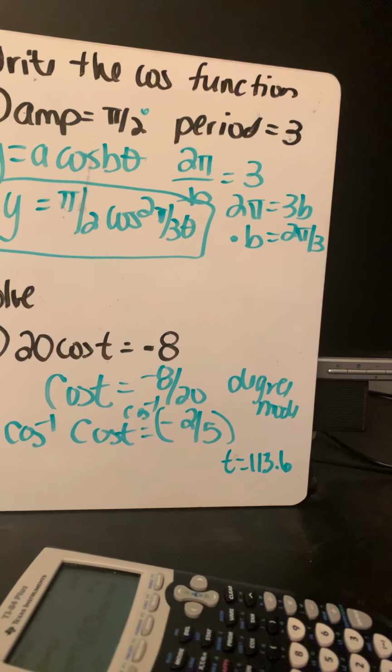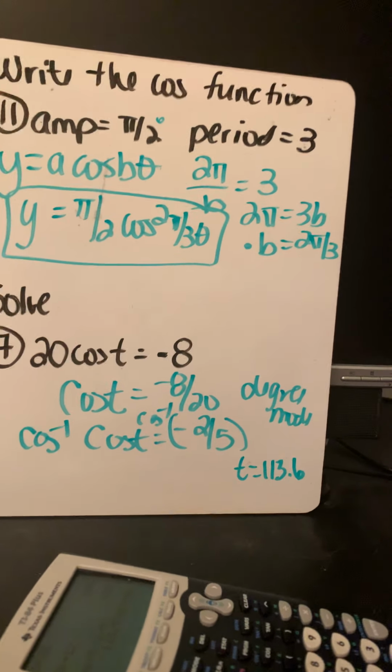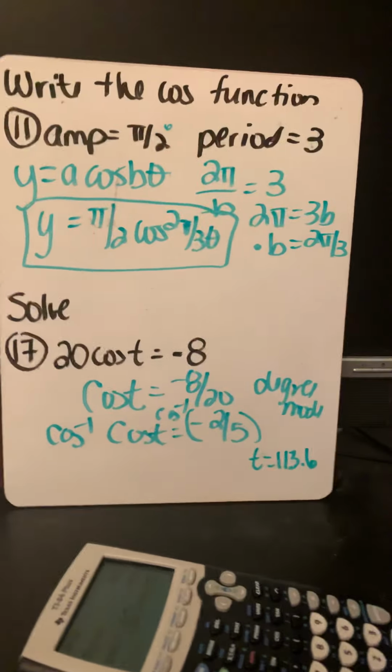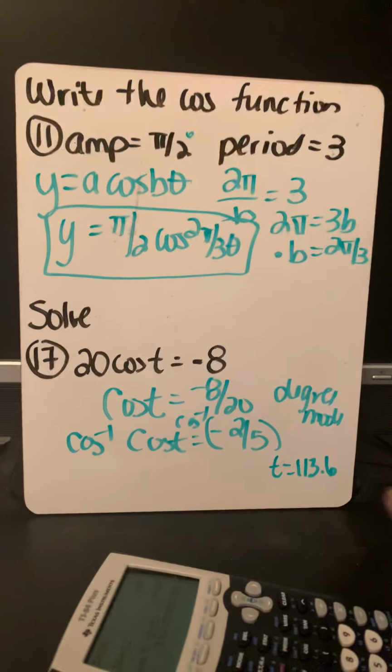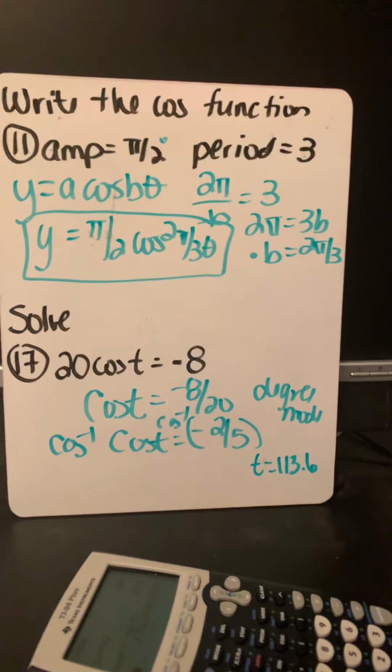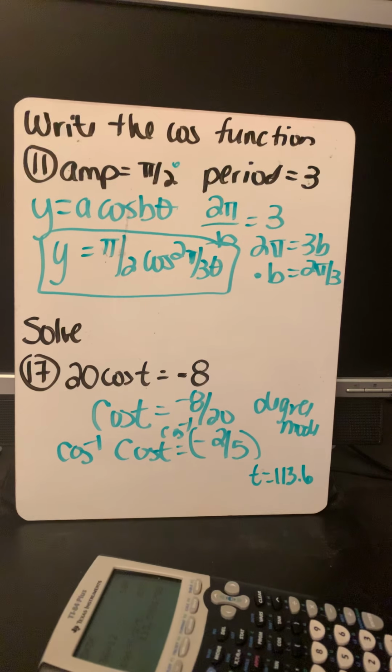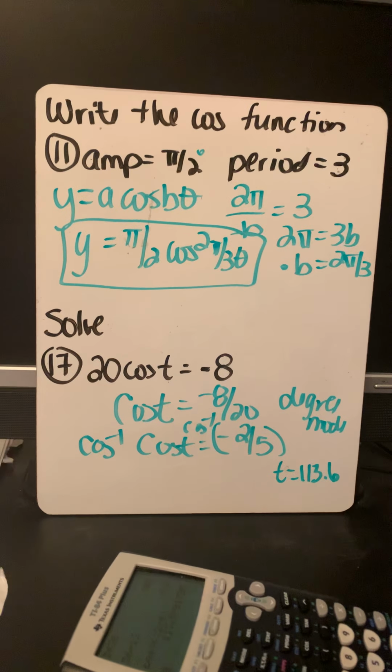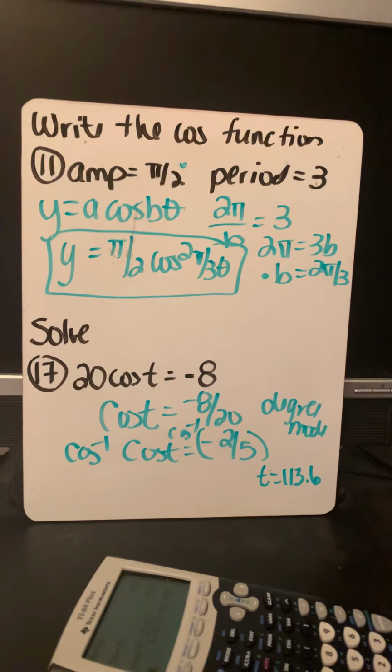So get your cosine by itself if you can, and then just take the cosine inverse. That's how you figure out this is 113.6 degrees. That is how you solve for t, or whatever variable you're trying to solve for. So this completes that lesson 13-5.